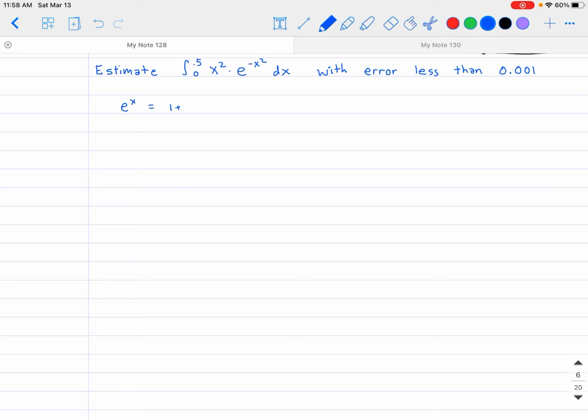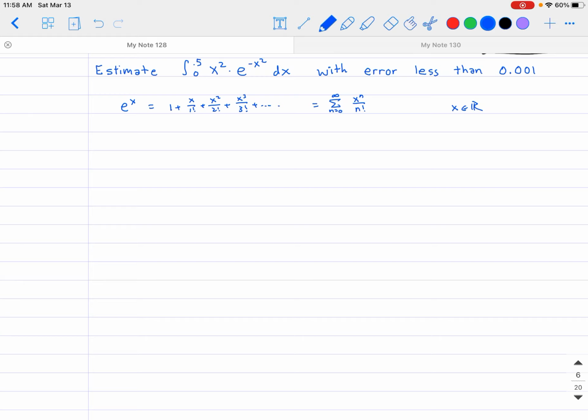That is supposed to be equal to 1 plus x over 1 factorial plus x squared over 2 factorial plus x cubed over 3 factorial, and so on. And that is equal to the summation of n equals 0 to infinity of x to the n divided by n factorial. The radius of convergence in this case is all real numbers, so we don't have much to mess with over here.